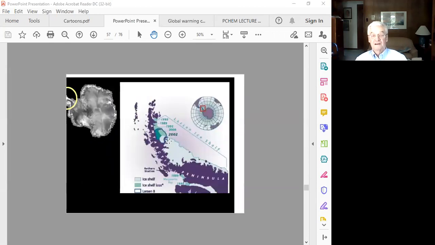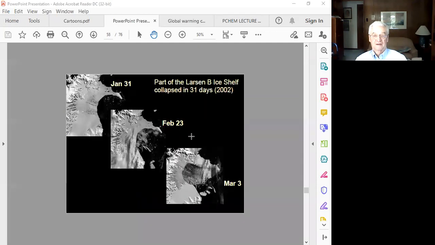So here's Antarctica, and so they're on this ice shelf. This is the Antarctic Peninsula, jutting out here on the left, and this shows regions where ice has melted. And I think some more of this part has broken off in the last 10 or 12 years or so. Here are some pictures of the collapse of some of the ice over a short period of time, the Larsen B ice shelf.